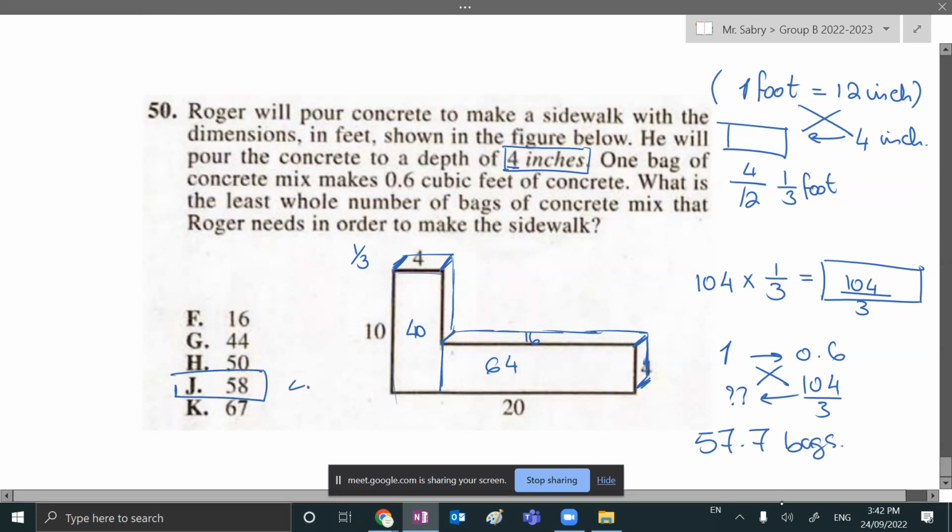Please ask. Nothing? Do you understand? Is it confusing? Not just the transformation of the inches and foot. You need to read carefully.